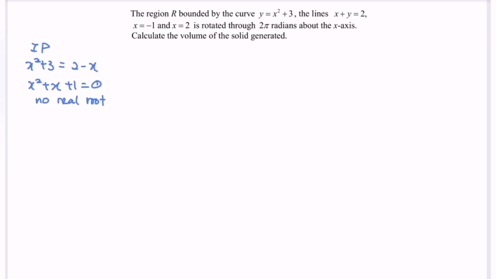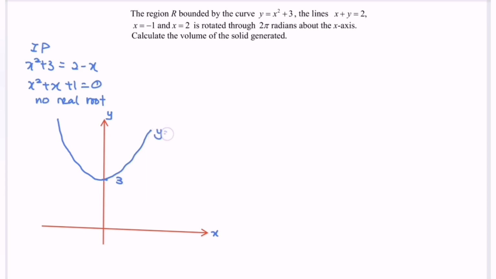Next is to sketch the graph. First, we have the function. Here we have y, here we have x. So for x squared plus 3, it's a smiling face that passes through 3. So let's say here we have 3. So y equals x squared plus 3.